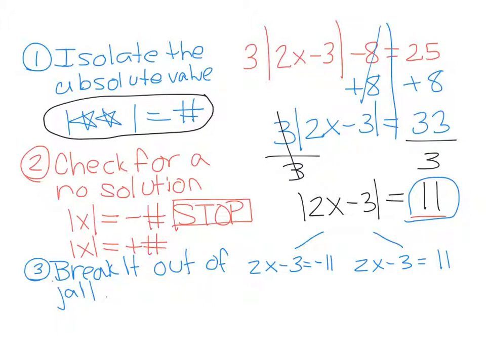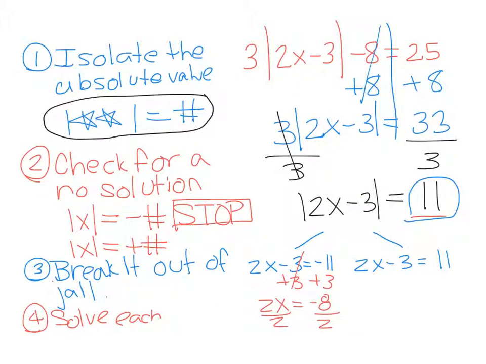So notice that you have 2 little miniature equations. 2x minus 3 equals negative 11, and 2x minus 3 equals positive 11. Once you have your 2 equations, you can solve each. Okay, so to solve 2x minus 3 equals negative 11, I'll add 3 to both sides. And then I'll divide both sides by 2. So one of my solutions is that x equals negative 4.